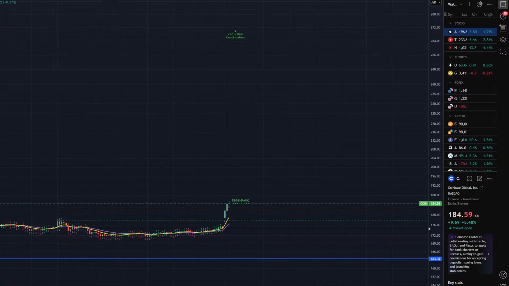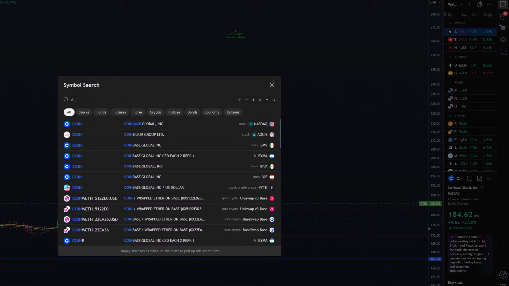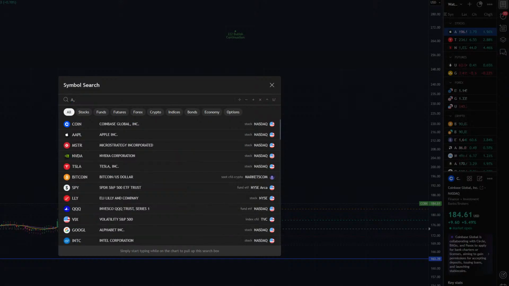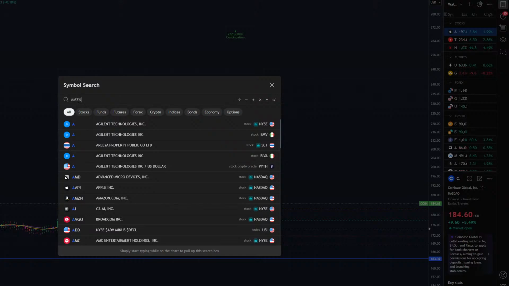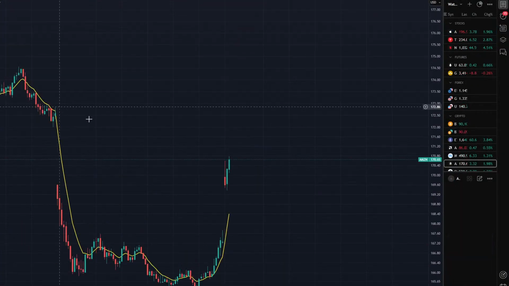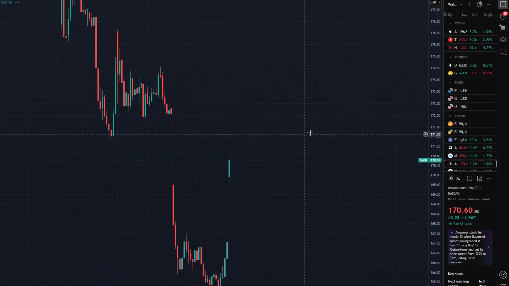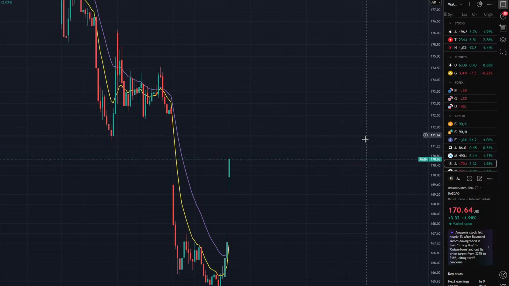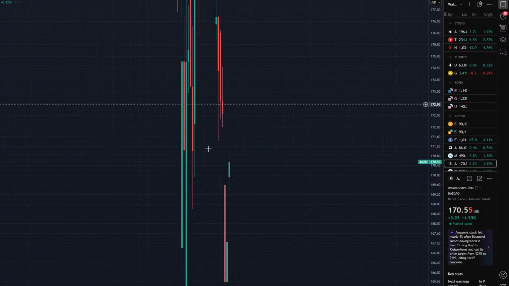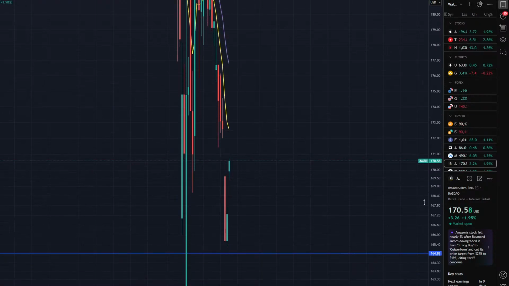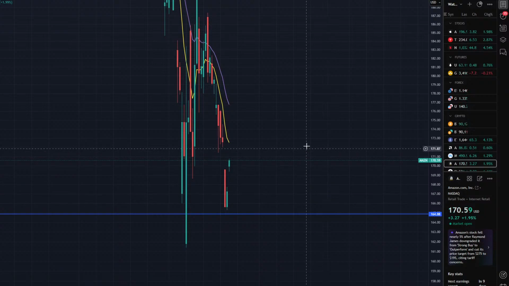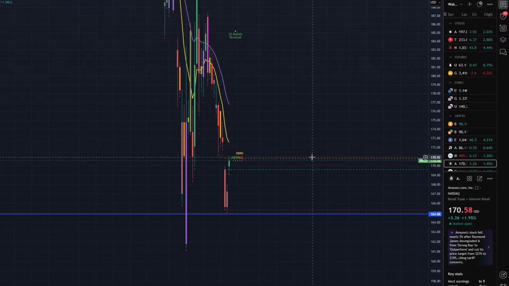Amazon is going up like crazy too. Pull that one up. Yeah, Amazon going for the gusto. It's in the middle of this gap fill. I don't really see any resistance until about, well, there's the 170 area and then about 172.